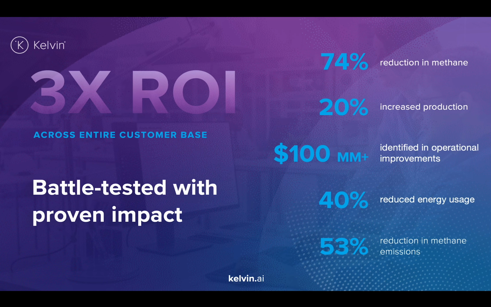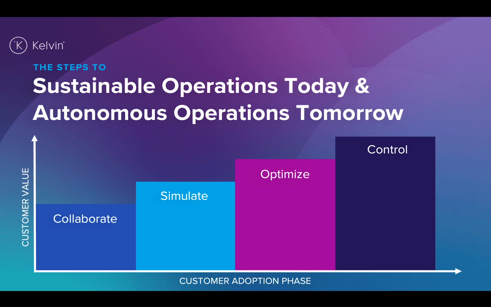The Kelvin platform has been battle tested. It's delivered more than 3x ROI across our entire customer base, and it's delivered more than $100 million in operational improvements. It's led to 74% reduction in methane in certain oil and gas facilities that we are deployed in. So there's a lot of powerful capabilities in here which is delivering real business value to our customers. How do we do it?